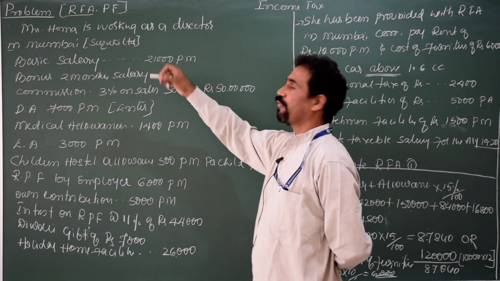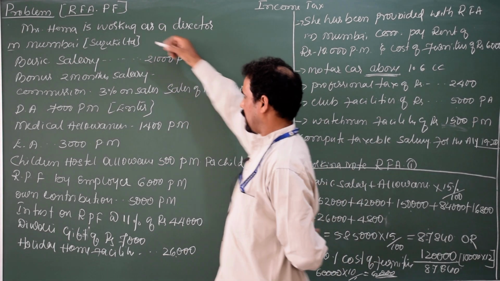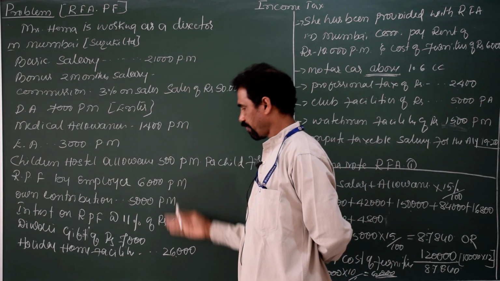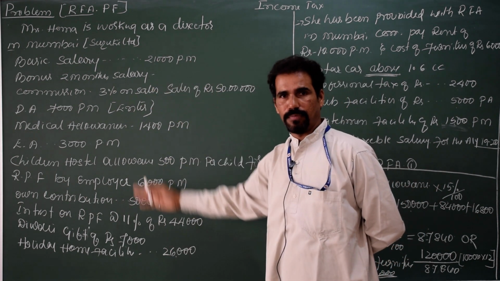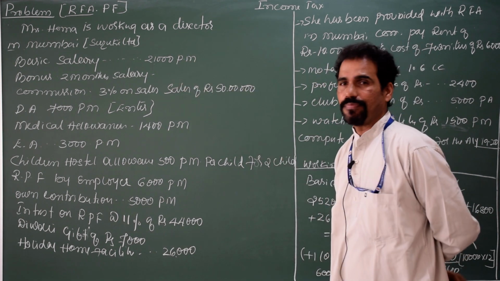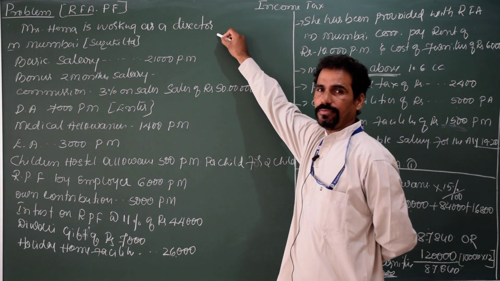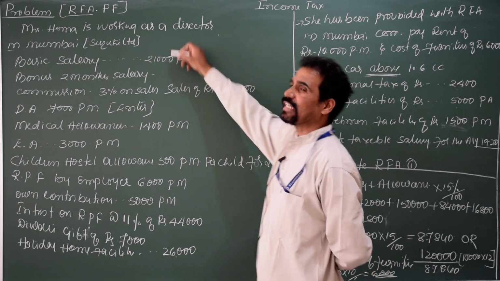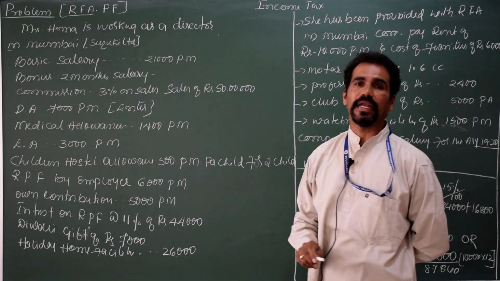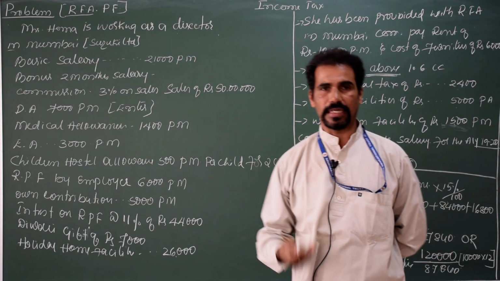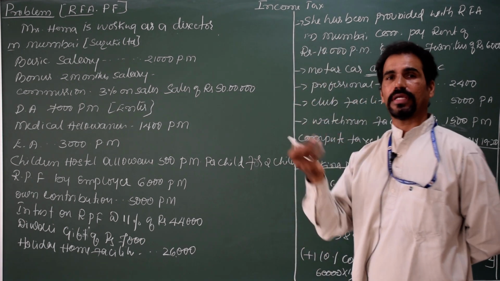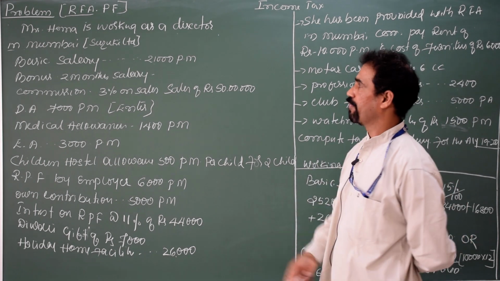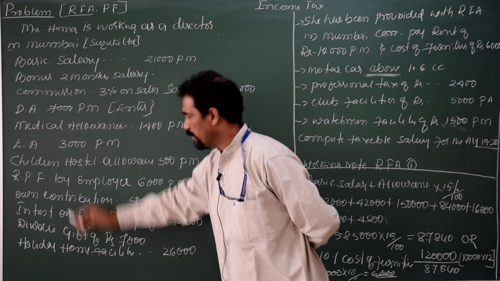Today we are going to calculate the RFA and PF once you see the sums. First I am going to explain the problem. Mrs. Hema is working as a director in Maruti Suzuki Limited, Mumbai. What is her income statement for the assessment year 2018-19? Normally we calculate income from the previous year only, but here we calculate income for the assessment year. You know what the assessment year and previous year are. Okay, first see the problem.